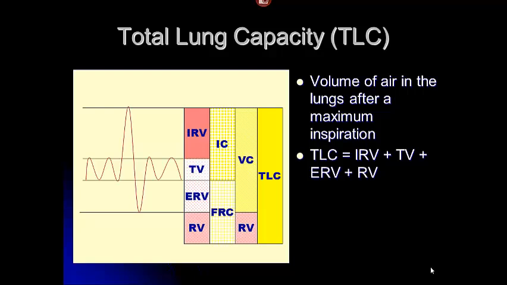What is total lung capacity? Total lung capacity is the volume of air in the lungs after a maximum inspiration. And as you can see, it is the sum of all the volumes.